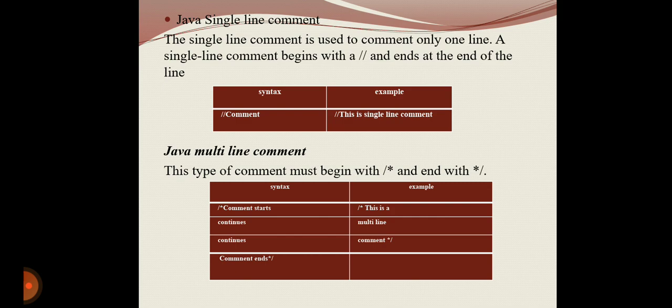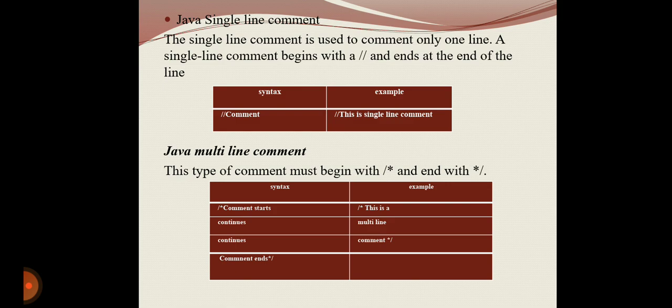The next one is the multi-line comment. This multi-line comment begins with slash star and ends with star slash. Okay, so we can have a number of lines. We will have slash star at the start and it will end with star slash. See the example: slash star, this is a multi-line comment. It is given in 3 lines, and at the last it is ended by star slash. Okay, so this is a Java multi-line comment.